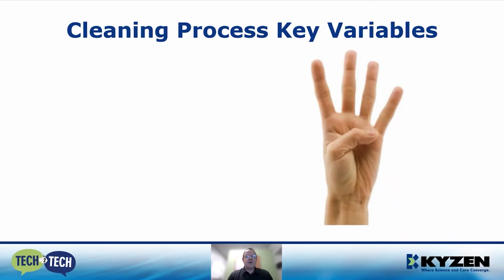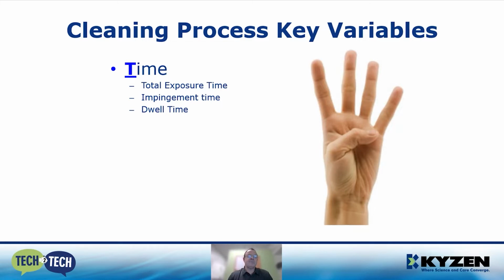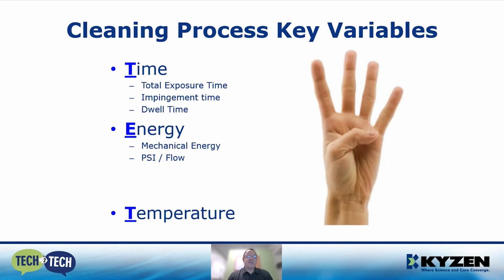So when we are looking at your process, we have several variables that we need to watch. We have time, which includes exposure time of the parts or PCBs to the chemistry, impingement time supplied by the machine, and dwell time. We have the energy that the machine supplies, whether it's measured by the flow or by the pressure applied. We have temperature, and we are going to look at the solvency too, which is the main focus of this presentation.